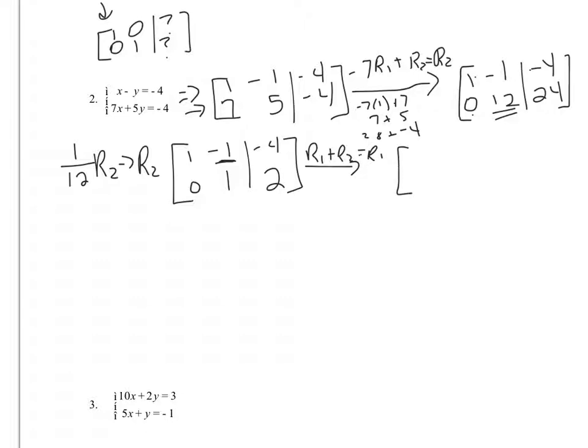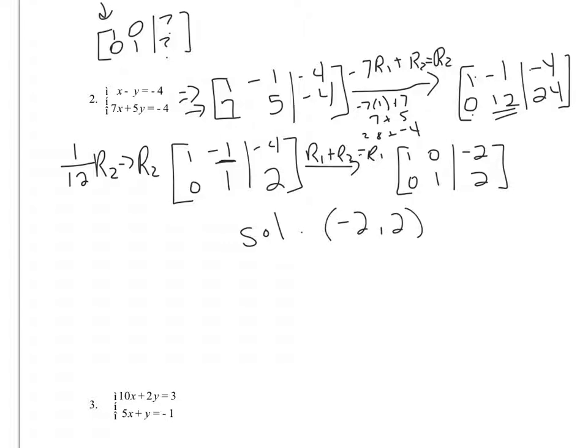And that would give me 1 plus 0 is 1, -1 plus 1 is 0, and -4 plus 2 is a -2. And my bottom row is 0, 1, 2. Therefore, my solution is -2, 2.